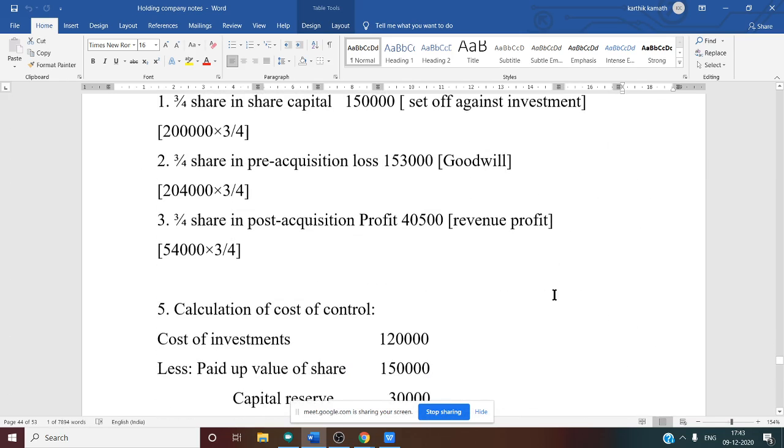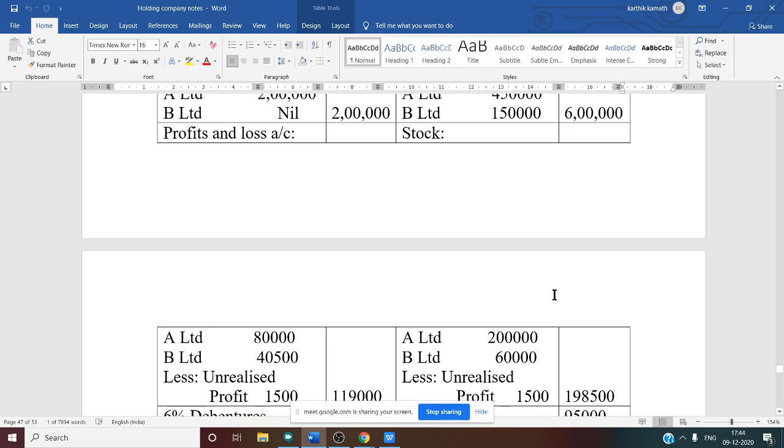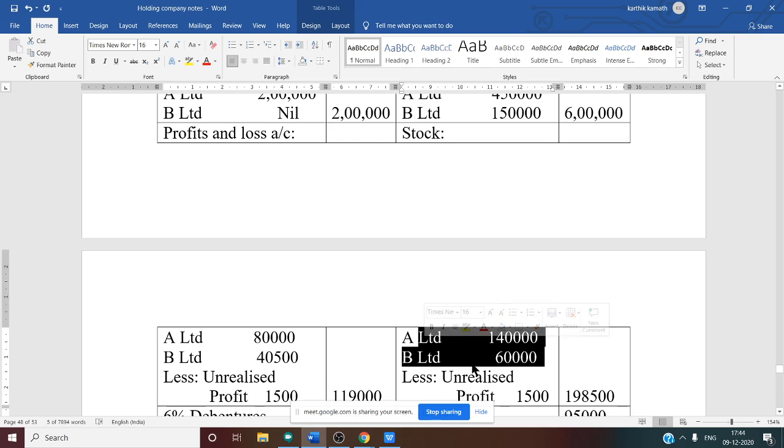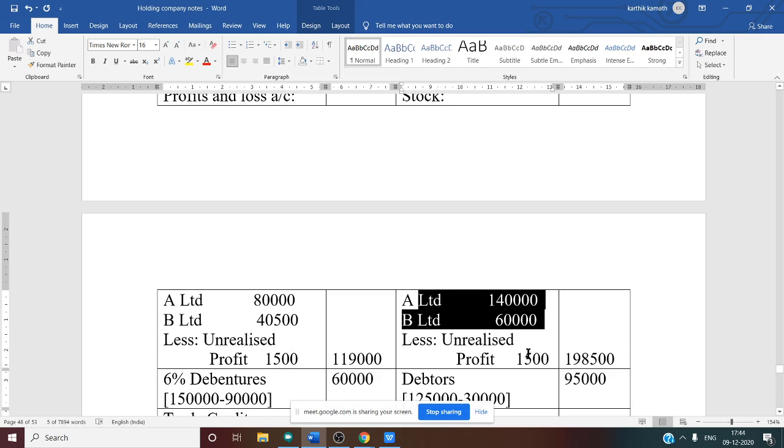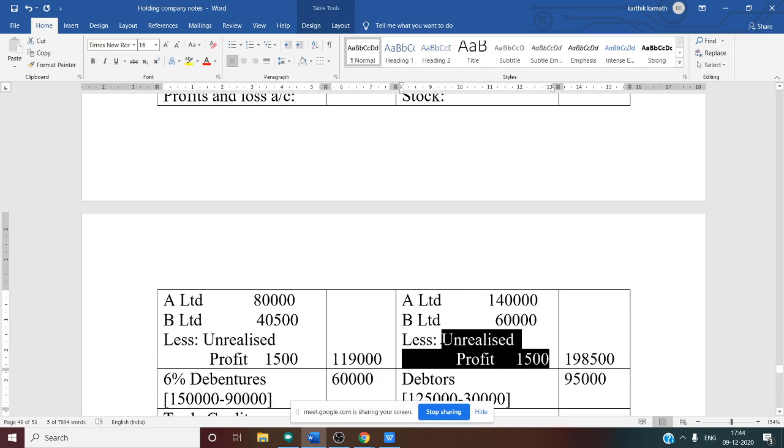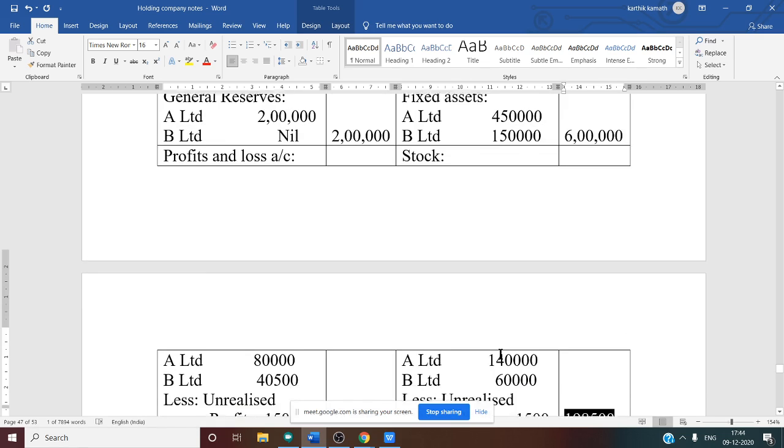So what have we taken for the consolidated balance sheet here? For A Limited I have written 2 lakh. This is again a typing error. Instead of 2 lakh you have to write 1,40,000. Make the correction in the notes. So the final stock is 1,40,000 plus 60,000, 2 lakh. From that 2 lakh deduct unrealized profit, from the last working note, 1,500. So final stock is 1,98,500. Yes, this is about stock.